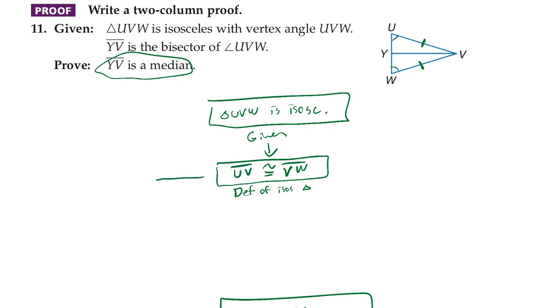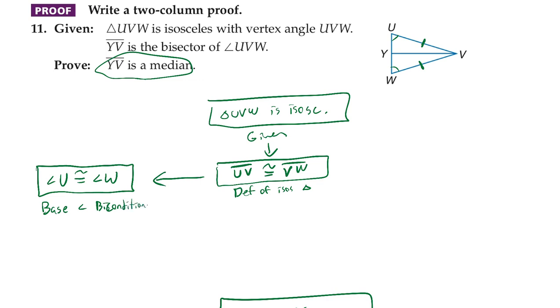So I can say to the side here, that means that angle U is congruent to angle W, and that's by the base angle biconditional or the base angle theorem, whichever. I like just saying biconditional, so we have the forwards and the backwards. Okay, so now we have that angle's congruent and that side's congruent. That's two of the pieces, right? Okay, now we just need something else.